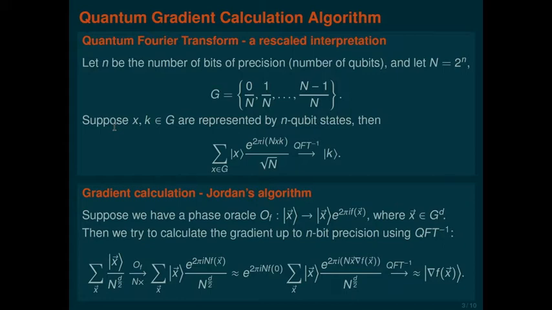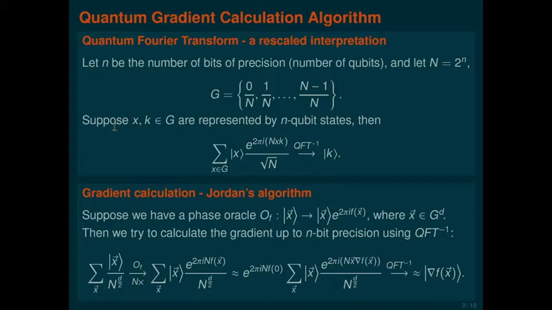I show what is the basic idea of the gradient calculation algorithm. The algorithm starts with preparing a uniform superposition over all the points on this d-dimensional grid, which is just 0, 1 to the d. This uniform superposition is easy to prepare. Then I apply my phase oracle, and I apply it n times so that I get n times the function value in the phase.